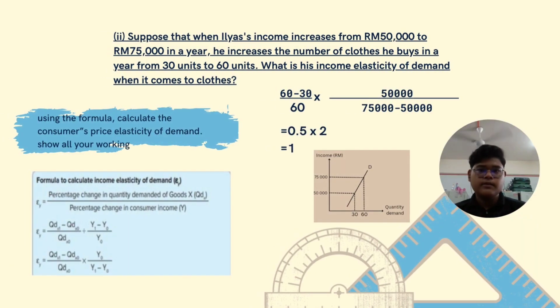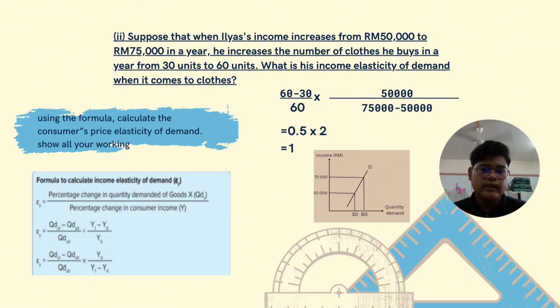Question 2. Suppose that when Leah's income increased from 50,000 to 75,000 a year, he increased the number of clothes he buys in a year from 30 units to 60 units. What is his income elasticity of demand when it comes to clothes? Using the formula, calculate the income elasticity of demand.